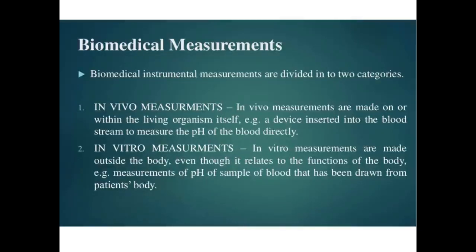In biomedical instruments, two types of measurements are there. Two types actually. One, in vivo measurement. This will definitely be asked in the exam: what is in vivo, what is in vitro. The difference between in vivo and in vitro measurement is that in the case of in vivo measurement, the measurements are being made by inserting the devices or a part of the device into the blood stream or into the flesh of the particular human being.